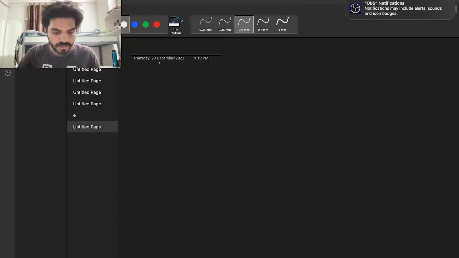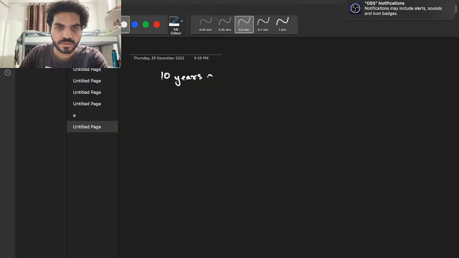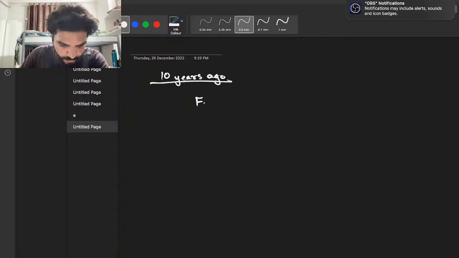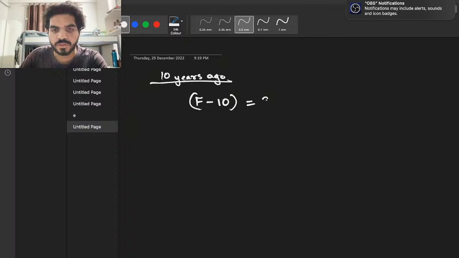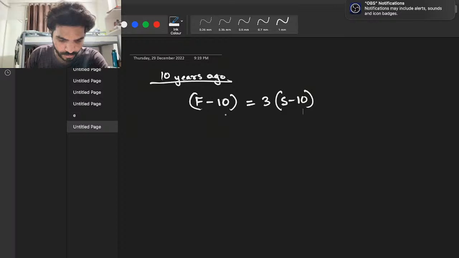The age of the father 10 years ago. So 10 years ago, the age of father, for father I'm taking F. Since we are talking about 10 years ago, I will take F minus 10. Was thrice the age of his son, was equal to 3 times the age of his son. Son will also be 10 years younger. Now we are asked the ratio of their present ages. This is one of the simple questions.